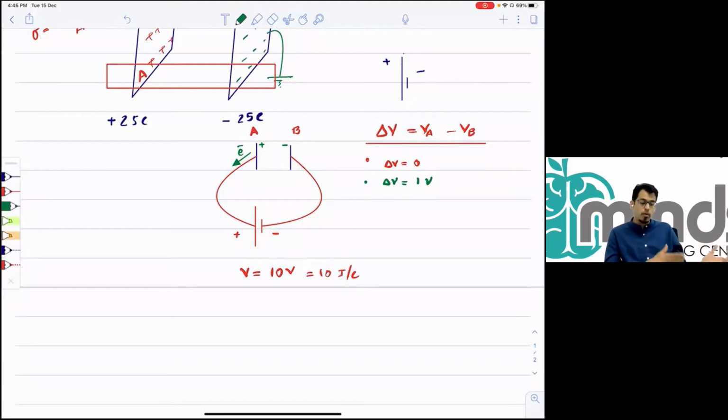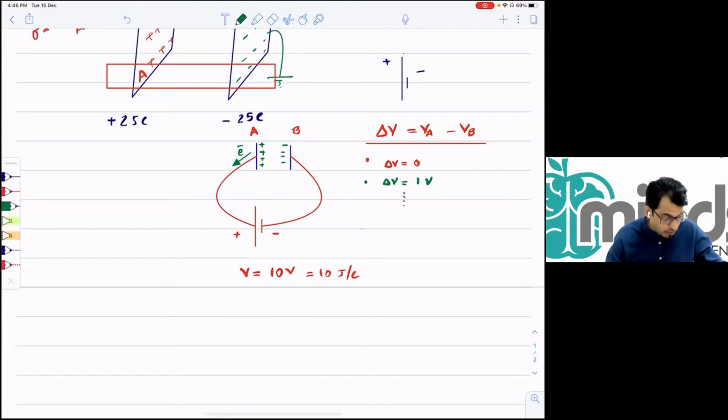So every time the cell will win, the cell will keep on removing electrons. More and more electrons will be coming out of plate A. When more and more electrons are coming out of plate A, more and more positive charge is appearing on plate A and more negative charge is appearing on plate B. So can I say this potential difference will increase? And a point is reached where this potential difference will become 10 volt.